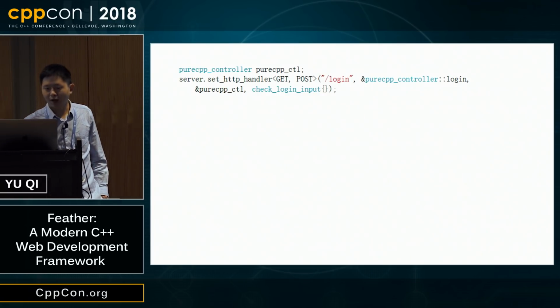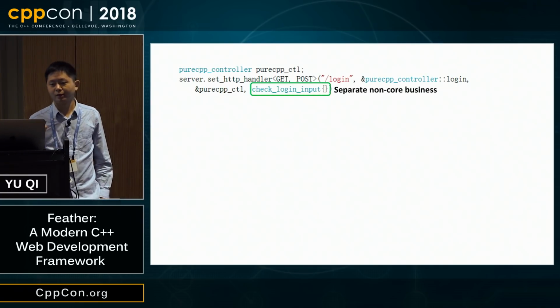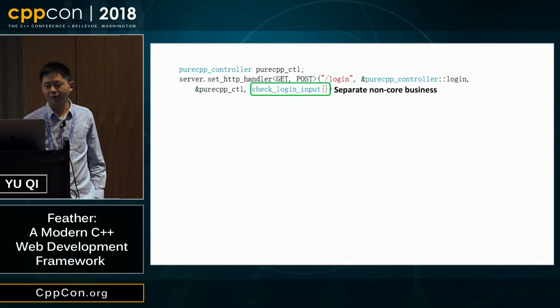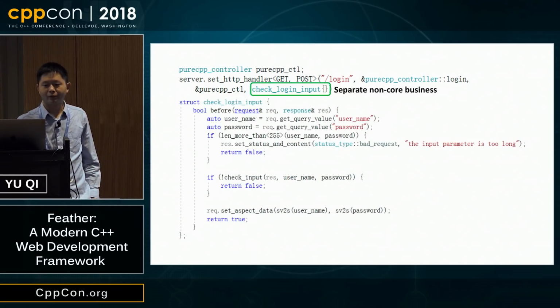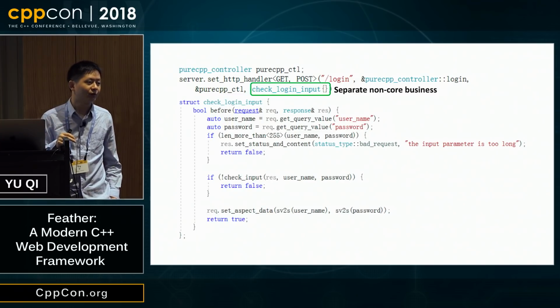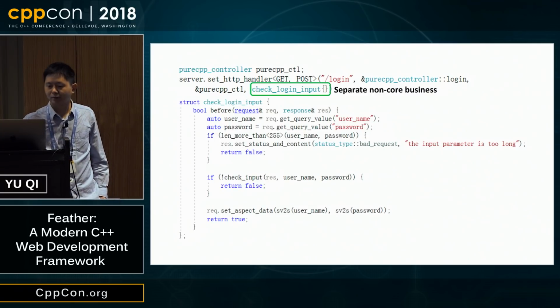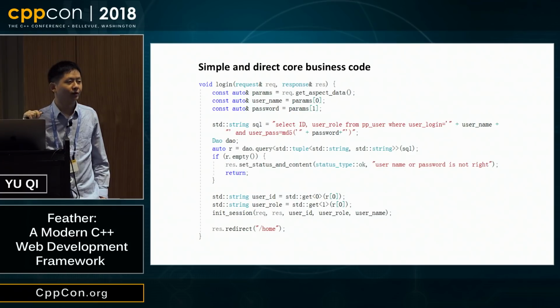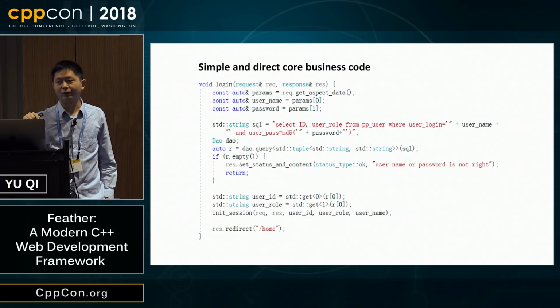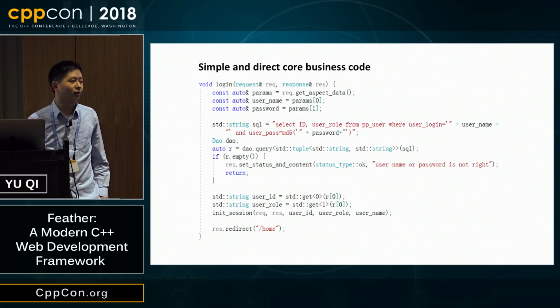This is the login controller function. Here, I use AOP. I separate non-core business in the check login input aspect. This aspect will validate the input parameters. If the parameter is not right, it will respond with an error page. If it's okay, the request will be passed into the login core business function.